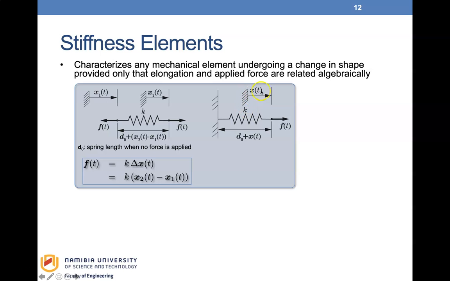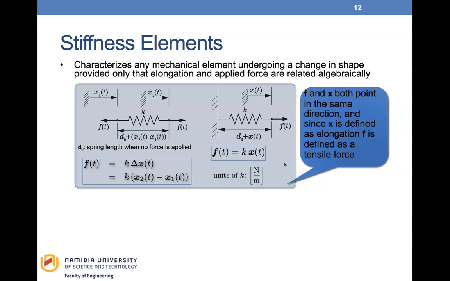And you can see in this case you have your reference point here. If one end is fixed and you pull and apply a force on the other end, then your force will just be kx. So your force will be k multiplied by the displacement x. And the unit of k, or the spring constant, is Newton per meter. F and x both point in the same direction, and since x is defined as elongation, F is defined as a tensile force. If it's defined as a compression, then the force becomes a compressive force.